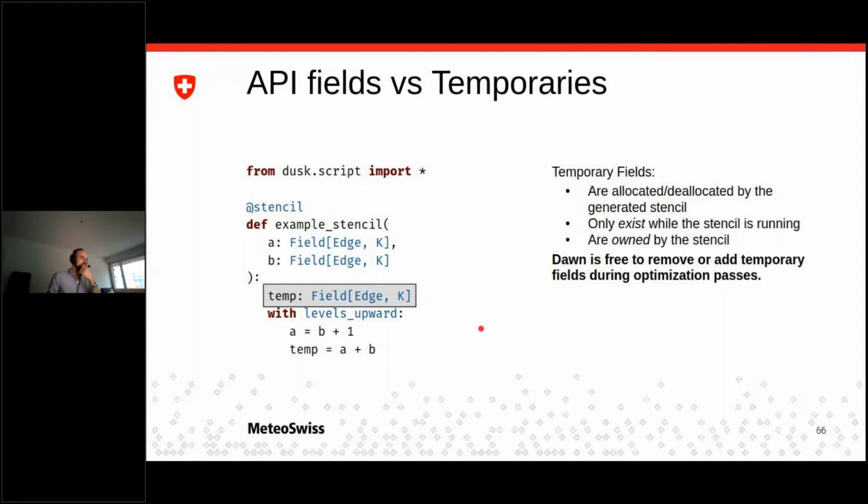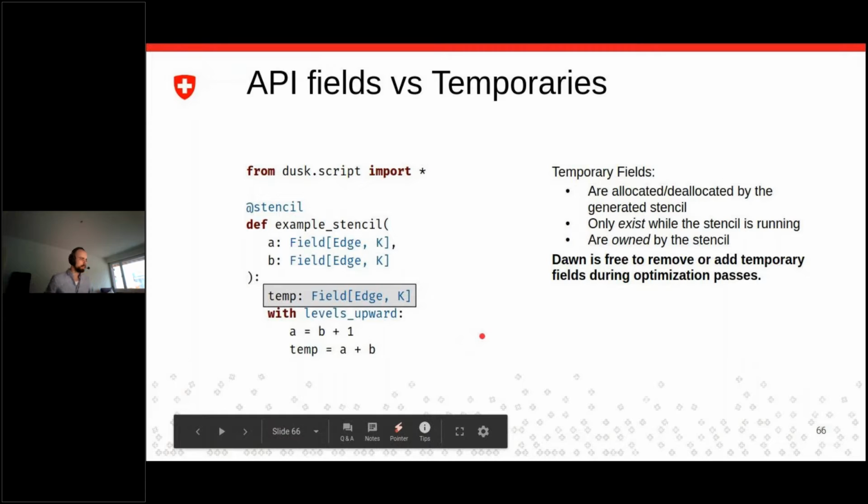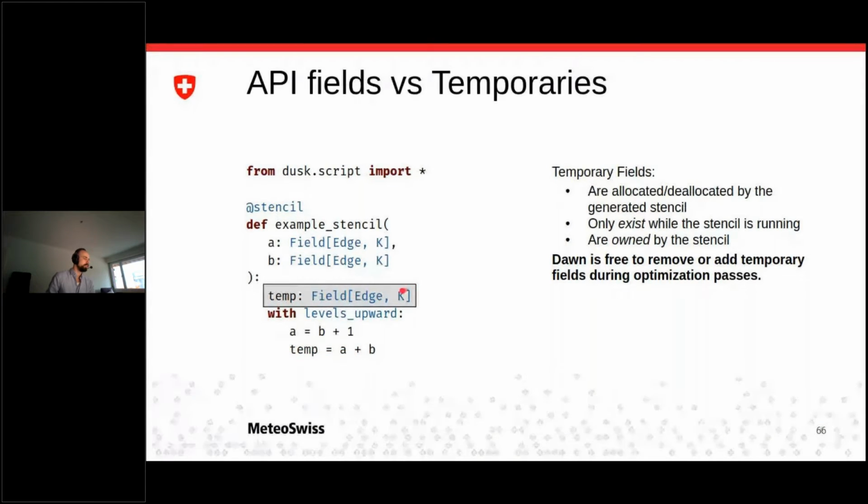And Dawn is free to remove or add temporary fields during optimization passes. As an example, here we compute a value and store it into this temporary field. However, for the rest of the stencil, we don't use this, so this is a dead assignment. We can remove this assignment without breaking anything. And once we remove this assignment, we see that the temporary field is not used anywhere, and then we can also remove the temporary field. And Dawn is free to do that.